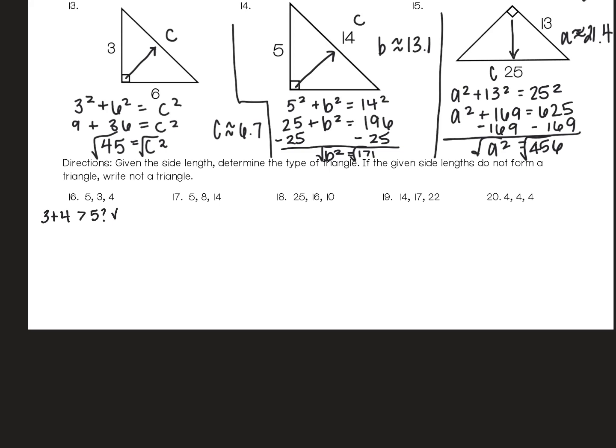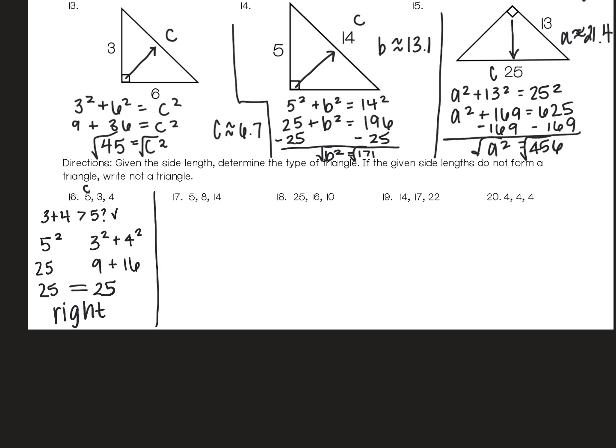Then to determine the type, you're going to put c squared on the left side. C is always the largest number. So 5 squared, leave a little space, and then you're going to put 3 squared plus 4 squared. Square everything, add those two together, and then evaluate what you have. So is 25 less than 25, equal to 25, or greater than 25? They are equal. Since they're equal, it's a right triangle.